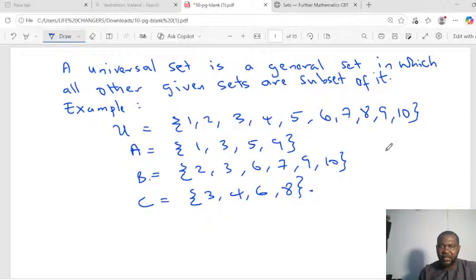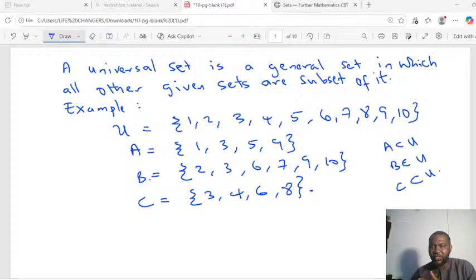A is a subset of U. B is a subset of U. C is a subset of U. So any set where all the sets are a subset of is called the universal set.